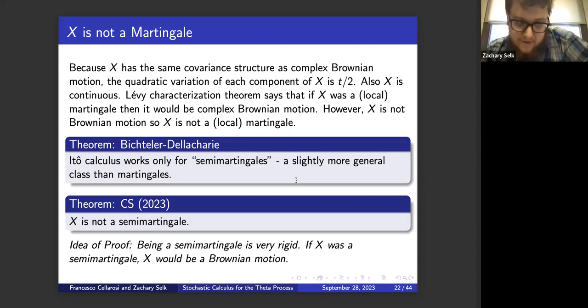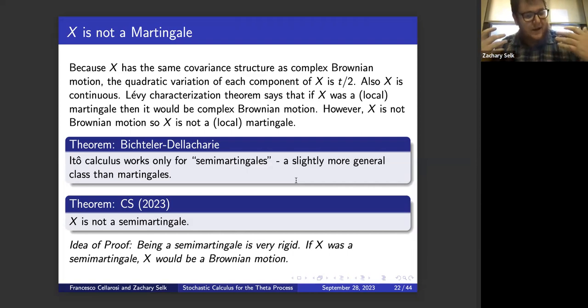And then there's this other theorem here, Bichteler-Dellacherie, which tells you how far we can push Itô calculus. Basically the point is it's for semimartingales. It's not super crucial for the purposes of this talk what a semimartingale is, but it's a sum of a local martingale and a finite variation process. And we prove that the theta process X is not a semimartingale. It's a very similar idea to the Lévy characterization, but it takes more work because you have to show that you can't decompose it into this sum.